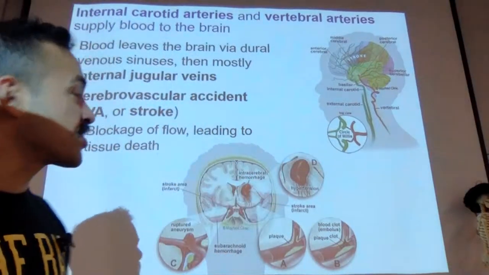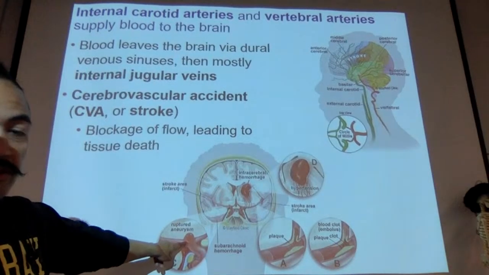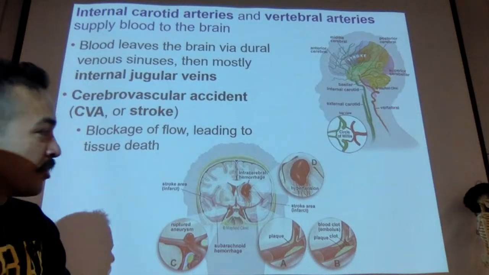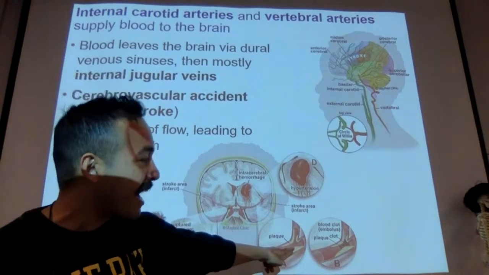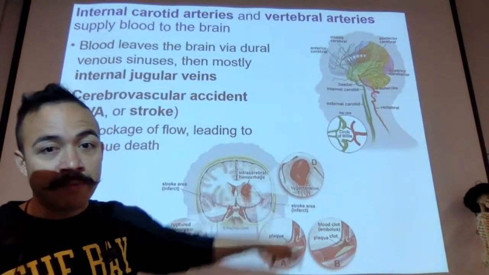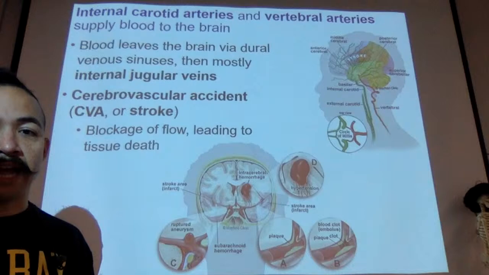What can cause a blockage? Lots of things. It could be a weakened blood vessel, so a blood vessel can pop like a water balloon. You can get a buildup of plaque. You can get a clot formed. You can get damage from high blood pressure, hypertension. So there are a lot of reasons why a stroke can happen.